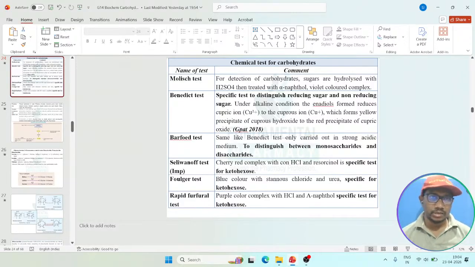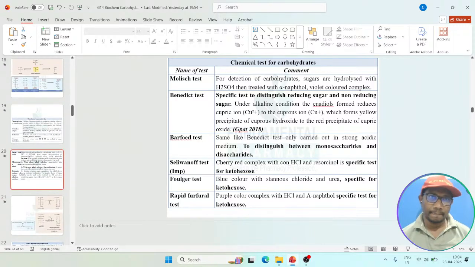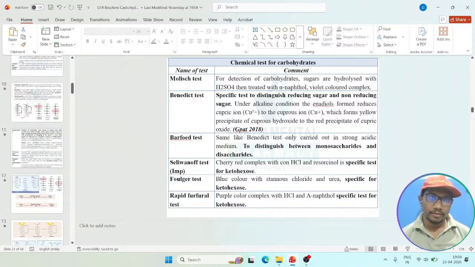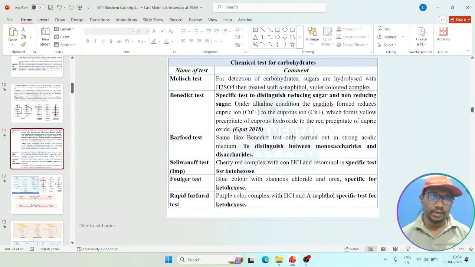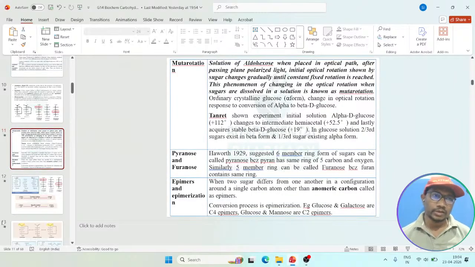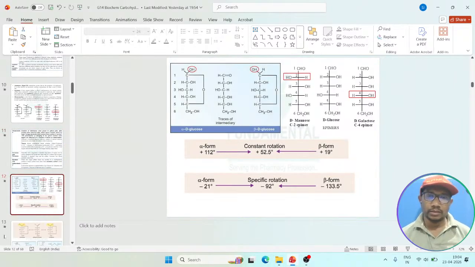So today we'll see the remaining points. What we have seen yesterday is the mutarotation. Mutarotation is a change in the optical rotation due to interconversion of alpha-D-glucose and beta-D-glucose, that is known as mutarotation.